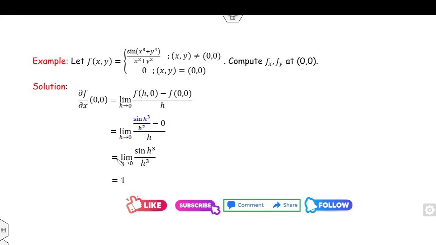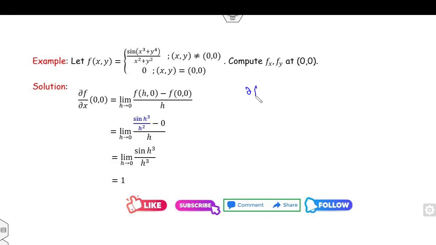Fine. Now all of you know, if I write this again, this is the limit as h approaches 0 of sin h cube over h cube, and we all know the limit as x approaches 0 of sin x over x is 1. Therefore this limit is 1.